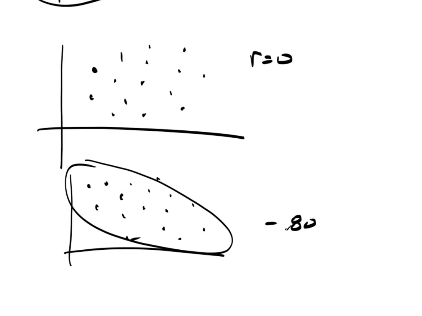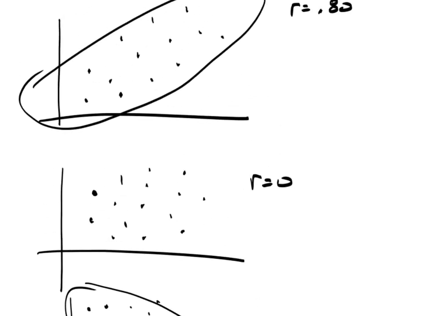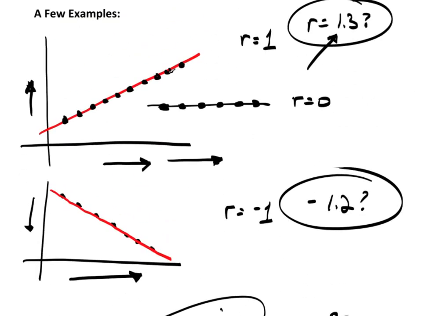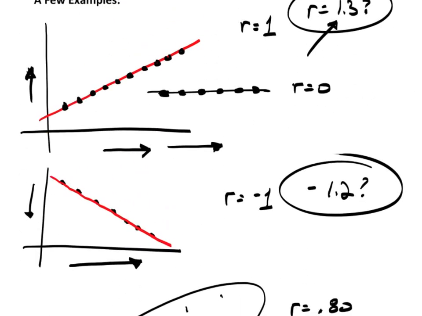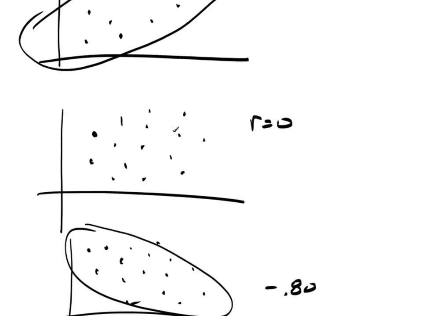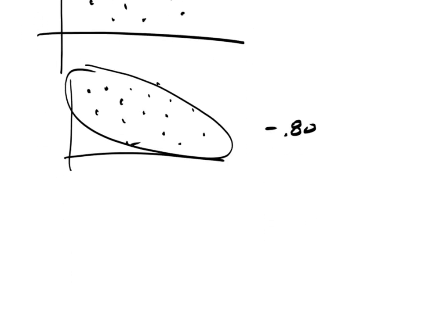The actual value of the correlation is not important right now. We let technology figure that out. But I want you to get the idea that as this cloud becomes tighter and tighter and tighter, it gets closer and closer to either a positive 1 or a negative 1. A 0 would be a blob that there's no trend to it. But that's not the only pattern that will give you a 0.